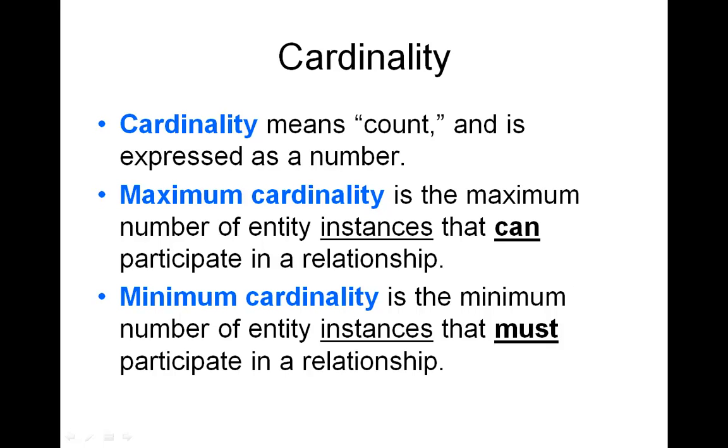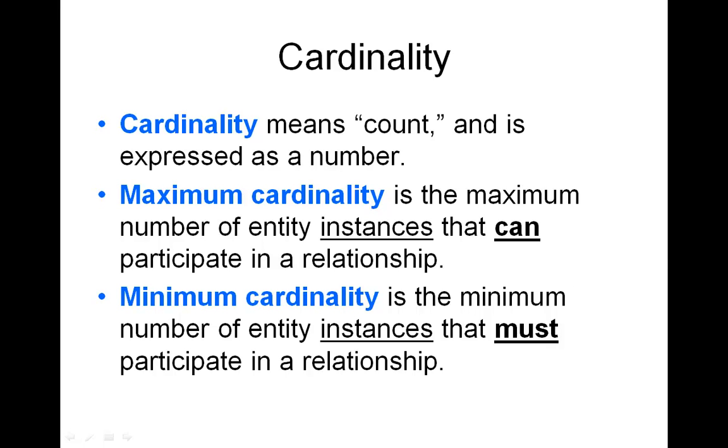The relationship between the entities can be identified into two types: maximum cardinality or minimum cardinality. The maximum cardinality is the maximum number of entity instances that can participate in a relationship, while the minimum cardinality is the minimum number of entity instances that must participate in a relationship. So the minimum, they must participate; the maximum, they can participate, and this is the difference between the maximum and the minimum.